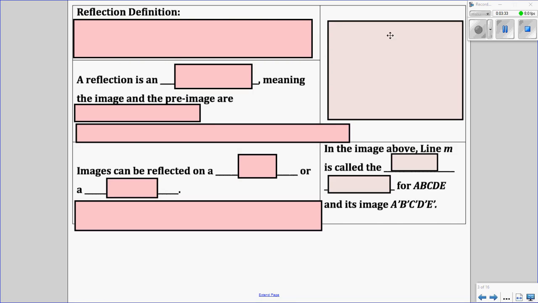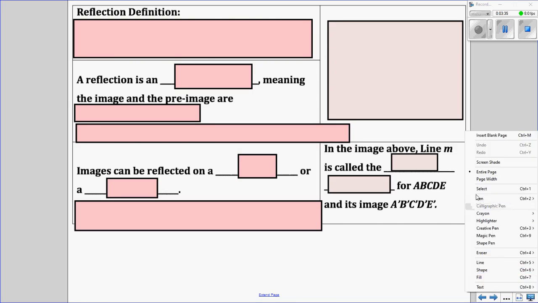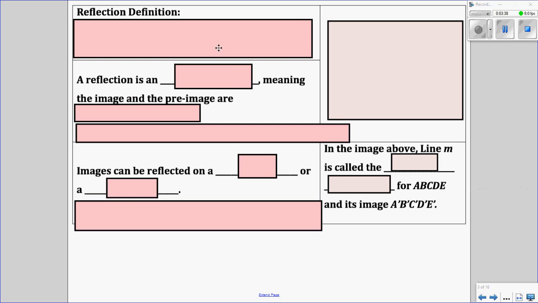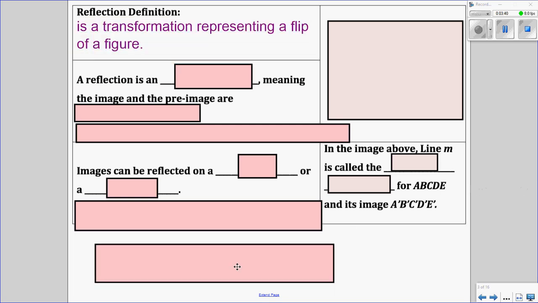So let's start with reflection, the definition. The definition of that is a transformation representing a flip of a figure. So when you think of reflection, you think of looking at yourself in the mirror. That image of you is being flipped onto the other side in the mirror.